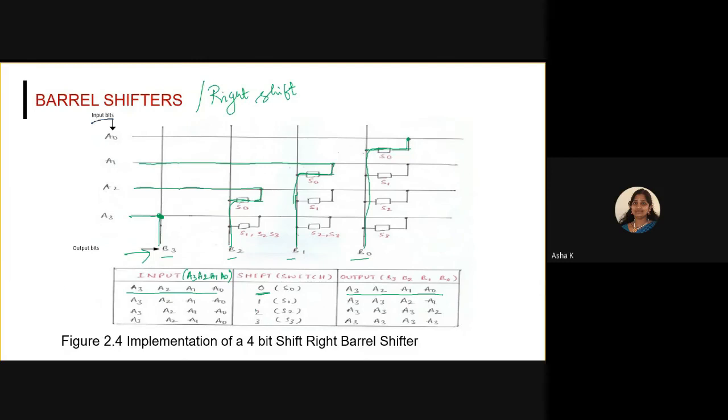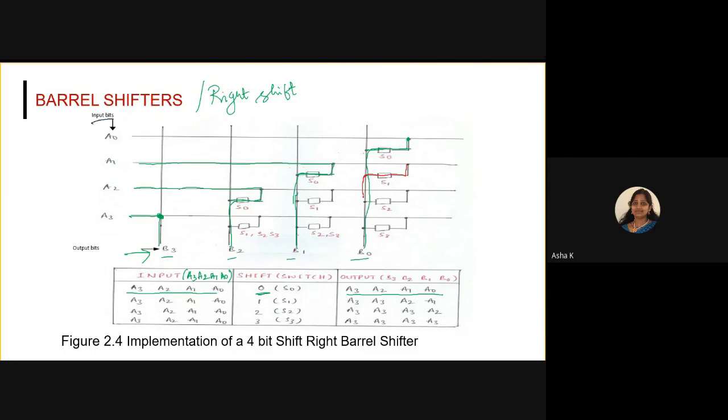Coming to the next one, shift. I want to perform a shift of one bit towards my right side. If I want to perform the right shift towards my right hand side by one bit position, what is going to happen? Switch S1 will be on. I'm going to mark it in a different color. So this is switch S1, and during the second operation this S1 is on.